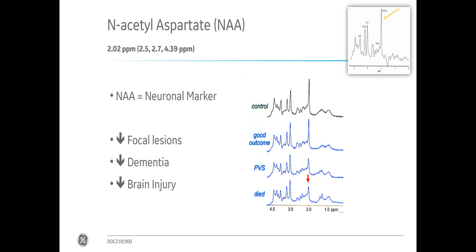It's, as I said, the most popular marker because it's the largest peak, and it represents the amount of neurons you have in the brain. NAA is produced in the neurons and transported on axons, so the concentration you can find in the brain is proportional to the functional neurons that you can find in that brain region and that you are measuring.